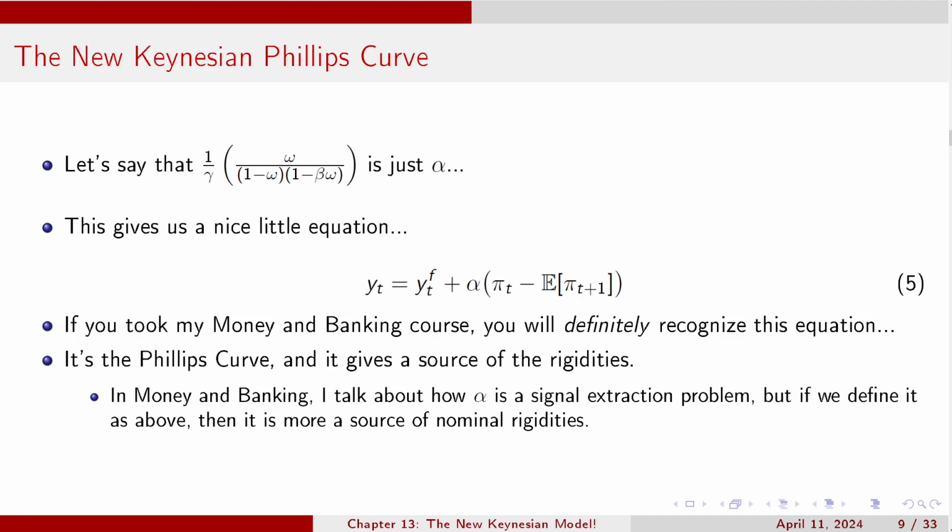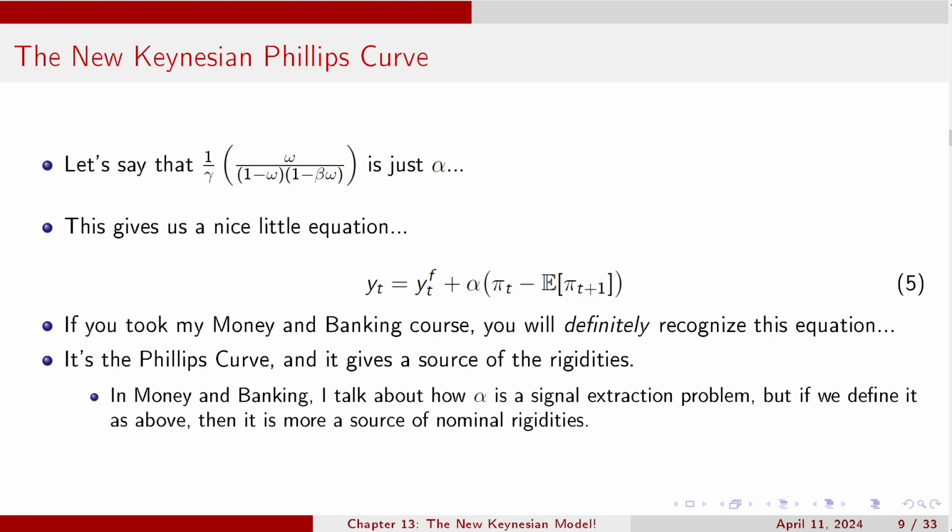Now, if you've had my money and banking course, whether you're currently in it or you have taken it in the past, you're going to recognize equation 5. When we did the monetary policy and time inconsistency stuff, we were actually using this equation right here. This is where all this stuff really comes together. This equation is what's known as an expectations augmented Phillips curve. And it's also the new Keynesian Phillips curve.